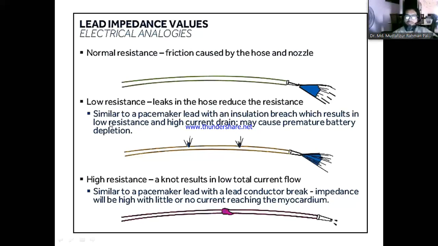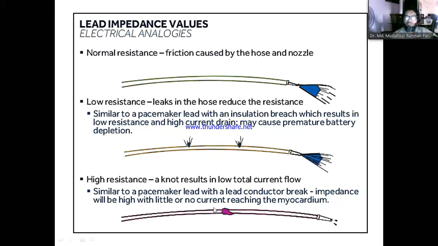In the case of a lead with an insulation break, the resistance will be low because the current will drain through the lead. So if the insulation breaks, current will pass through the lead, and the pacemaker will supply more energy, and the resistance will be low. So the pacemaker will have to push more energy, so the pacemaker life will be depleted earlier.